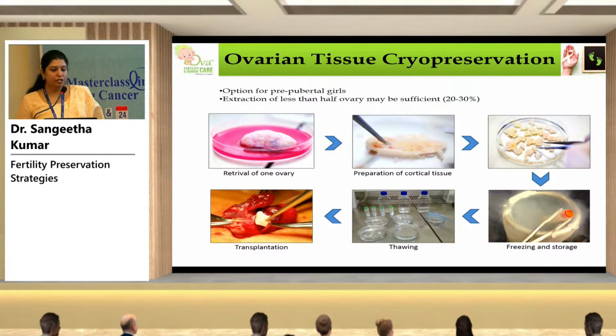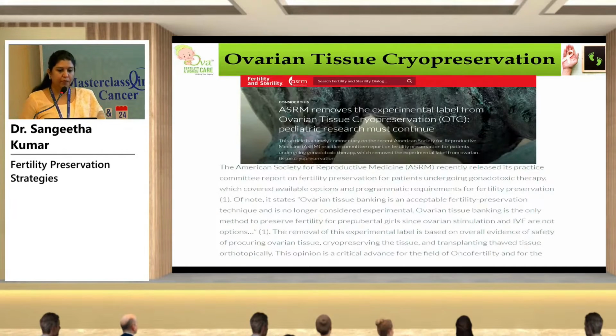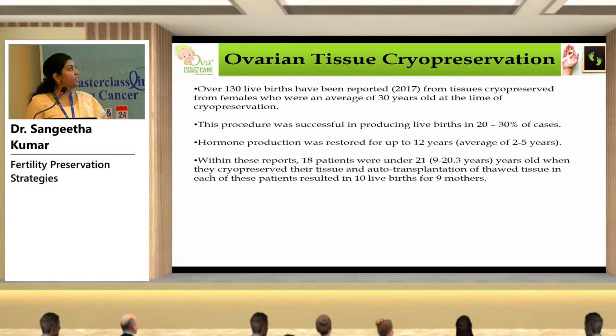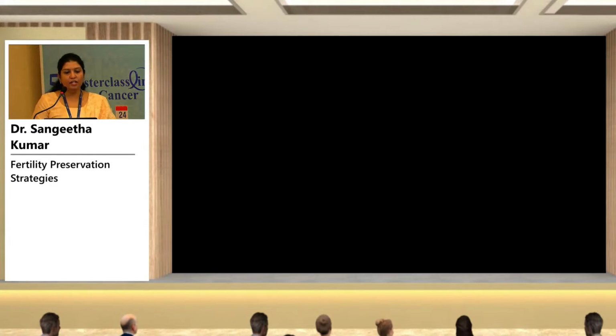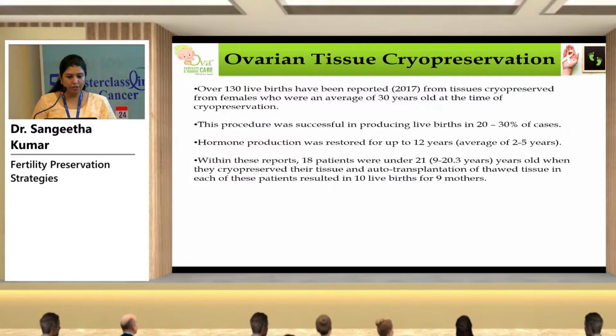Another option is in vitro maturation, but the success rate is much lower, so they prefer transplantation. Now, ovarian tissue cryopreservation no longer carries the experimental label. It is an established protocol. The reason is that almost 130 live births had been reported by 2017, and the live birth success rate is almost 20 to 30%.